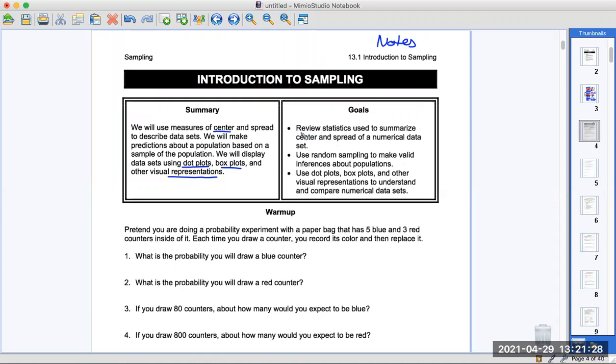Our goal today is to review statistics. Actually, I should say not today because you're going to do this in class on Monday and next week. Review statistics used to summarize center and spread. Remember, center again is the median, the middle, of a numerical data set. So that's just numbers. Use random sampling to make valid inferences or predictions about populations. Use dot plots, box plots, and other visual representations to understand and compare numerical data sets.